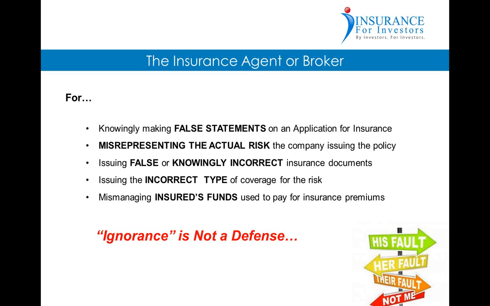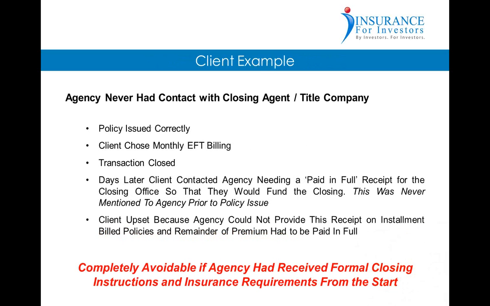Agents can get in trouble for issuing the incorrect type of coverage for the risk, the wrong policy type, homeowner's policy for a rental unit, renter's policy for a homeowner's, and such, and mismanaging insured's funds to pay for insurance premiums. Now, it's our fiduciary responsibility. And again, ignorance is not a defense. You can't go into court and claim, well, I didn't know, and everybody shrug their shoulders and go, oh, well, okay, well, it's better now. That's not the way it's going to work.